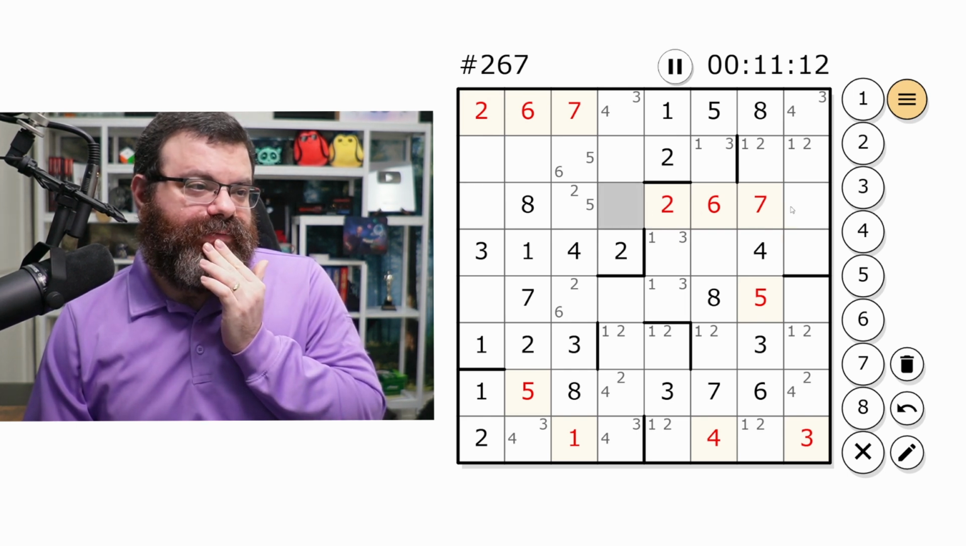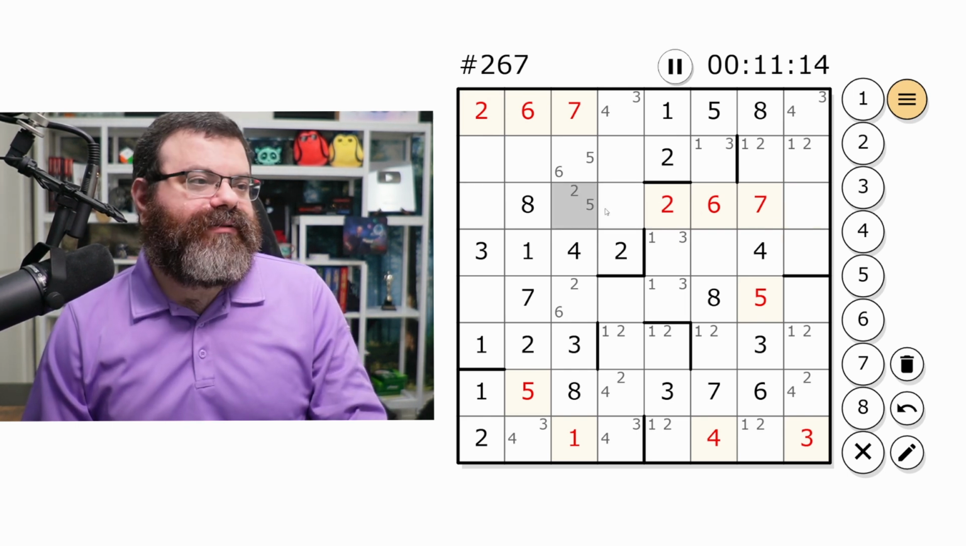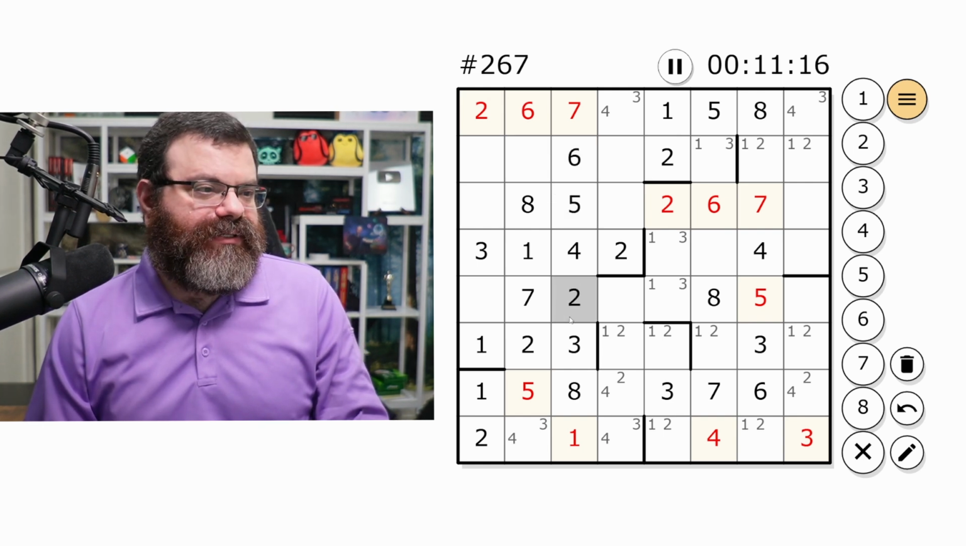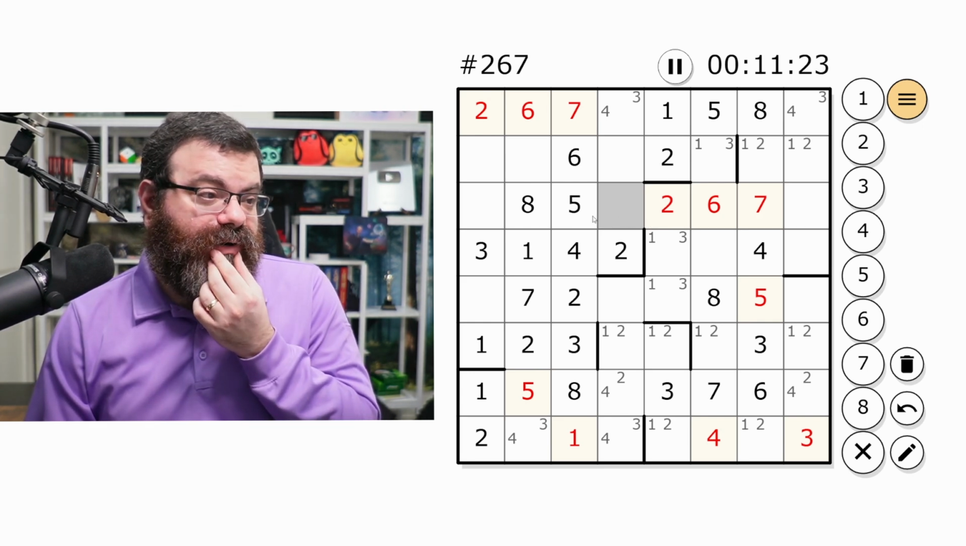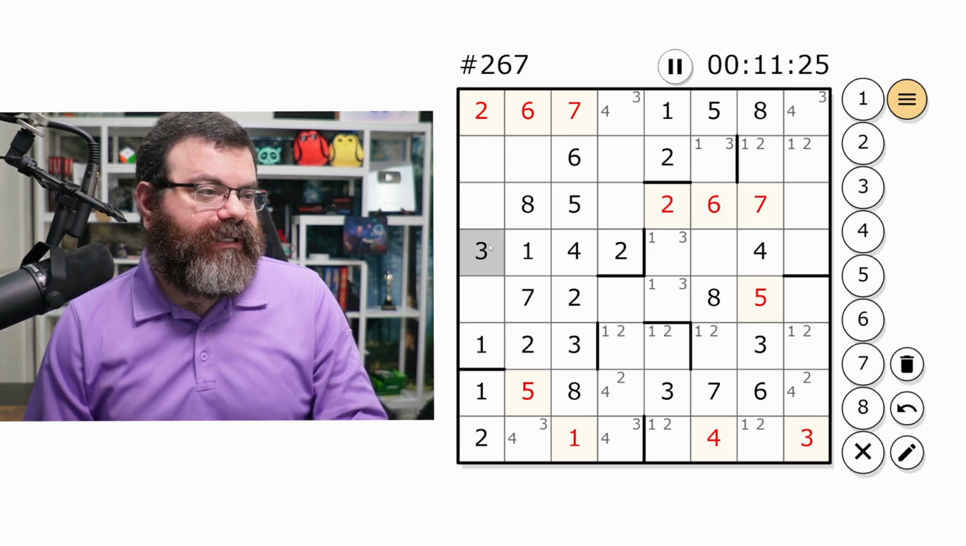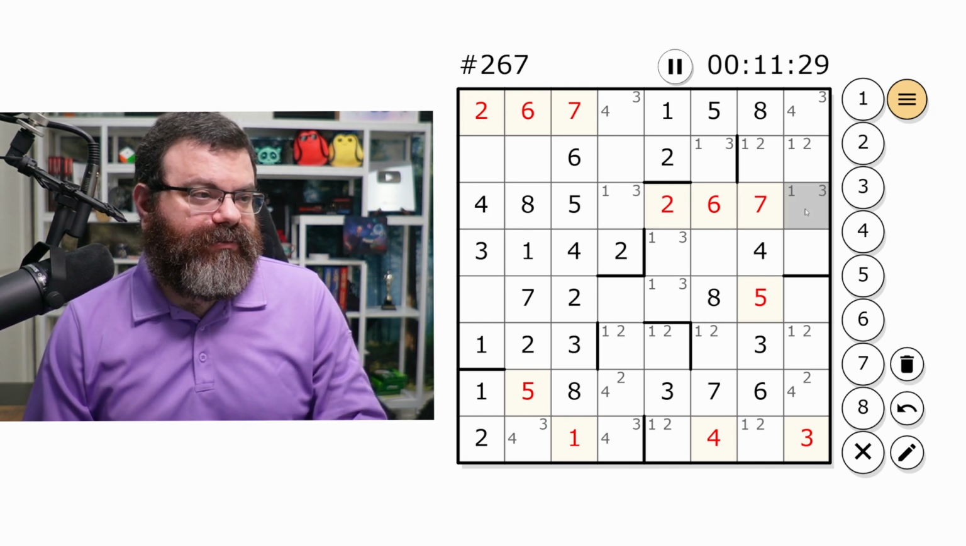What does this row need? Oh, this already has a 2. Sorry. So that's a 5. That's our 6. That's our 2. Okay, now what does this row need? It needs a 1, 3, 4. This cannot be 1 or 3. So that's our 4. So we're left with a 1, 3 pair here and here.